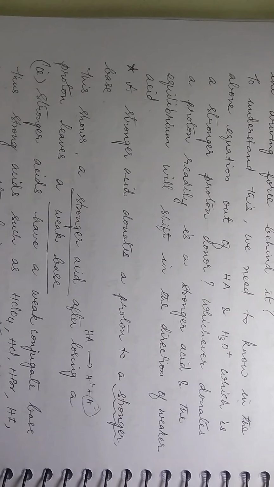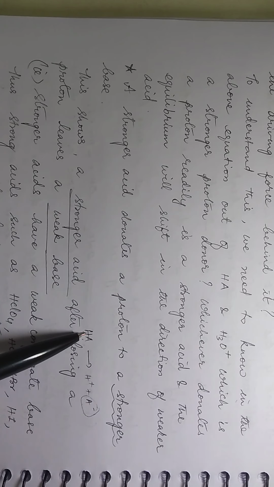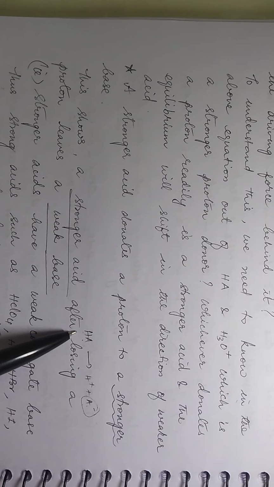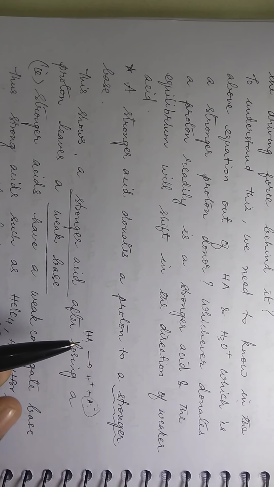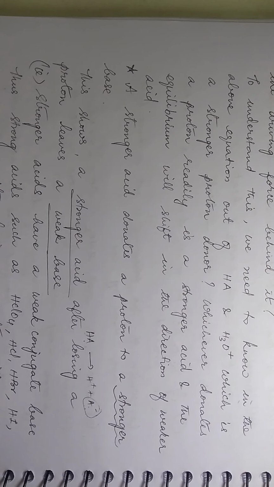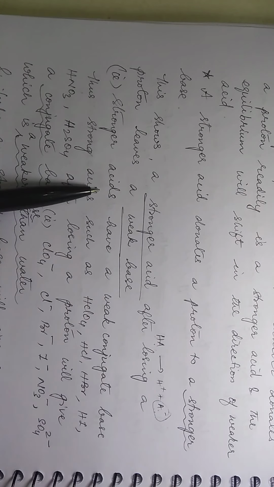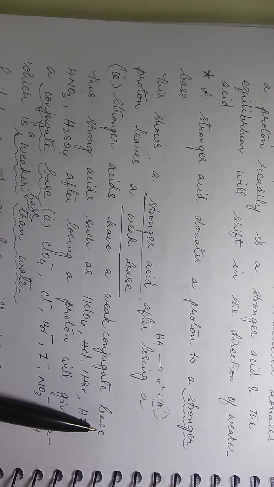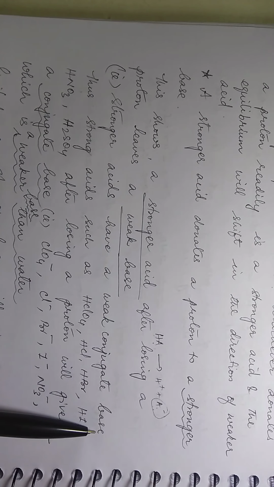So from this, what do you understand? Any strong acid is associated with a weak base. Same way, any strong base is associated with a weak acid. Right? So let us see that with more examples. Try to understand very clearly. Now, strong acids have a weak conjugate base. Vice versa, strong bases will have a weak conjugate acid.